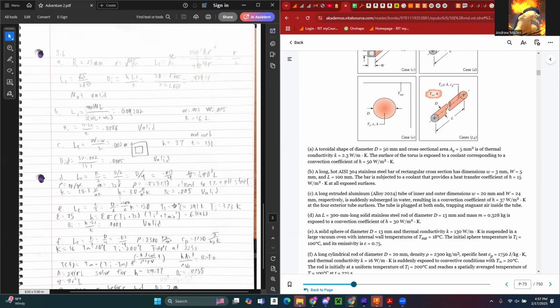It has a surrounding temperature of 18 degrees C or 291 Kelvin, and an initial temperature of 373 Kelvin or 100 degrees C. I immediately decided to convert it to Kelvin because we are going to have to deal with radiation in this instance. And there was an emissivity of 0.75.